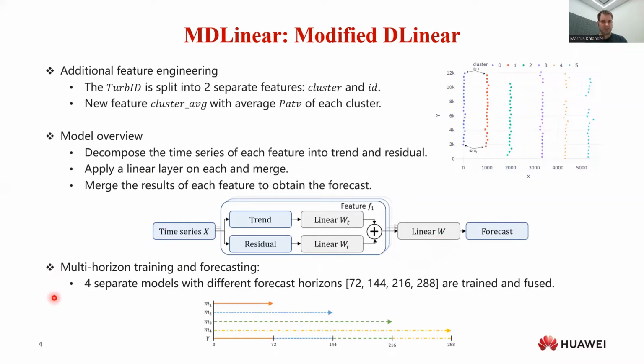Then, to obtain even better results, we actually train 4 separate MD-linear models with different forecast horizons. So we have forecast horizons 72, 144, 216, 288. These are trained and then the forecasts are fused together. And the fusion is done by taking the latest 72 predicted timestamps from each model. So for the first model, we take all the predicted timestamps. For the second model, we take the last 72 and so on to get the final predicted output.